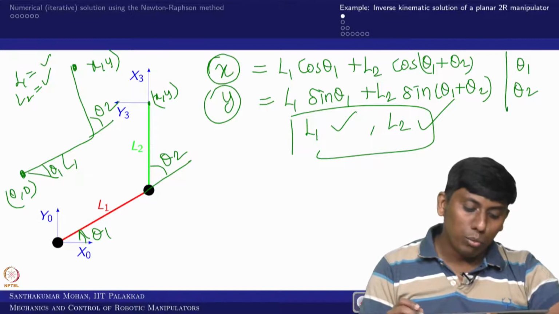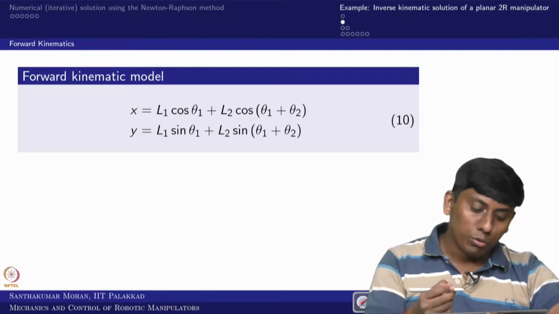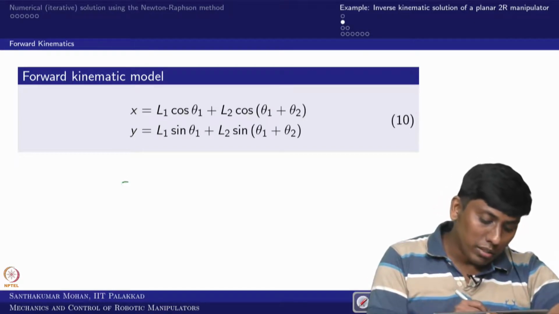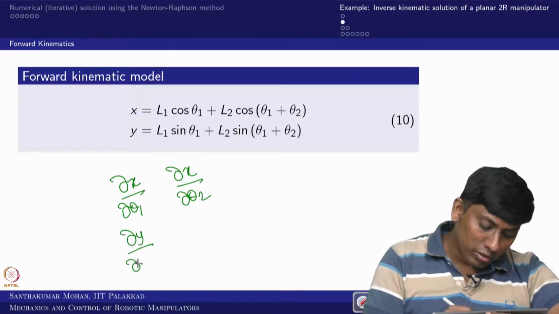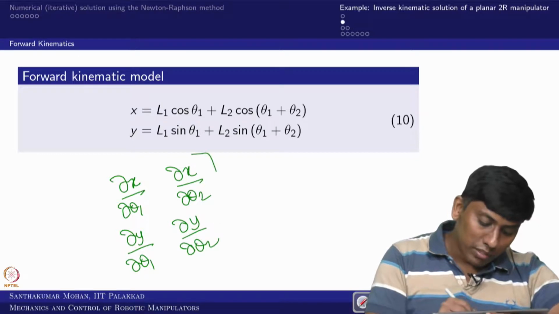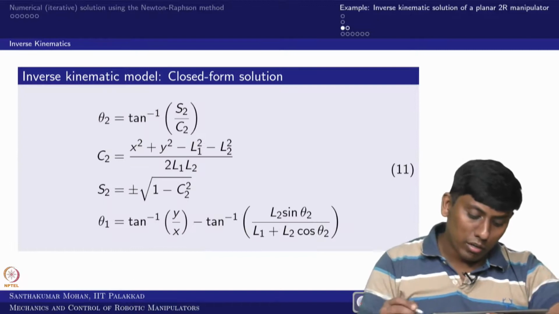So for that, what one can do, we can go to the forward kinematic model. So this is what I have written. Now you can take the partial derivative, what that means: dou x by dou theta 1, dou x by dou theta 2, and dou y by dou theta 1 and dou y by dou theta 2, right. So this is what you call the Jacobian matrix. So you can find that.